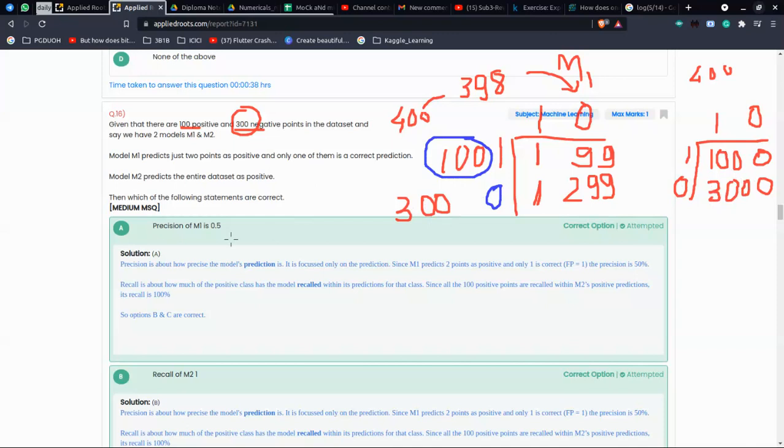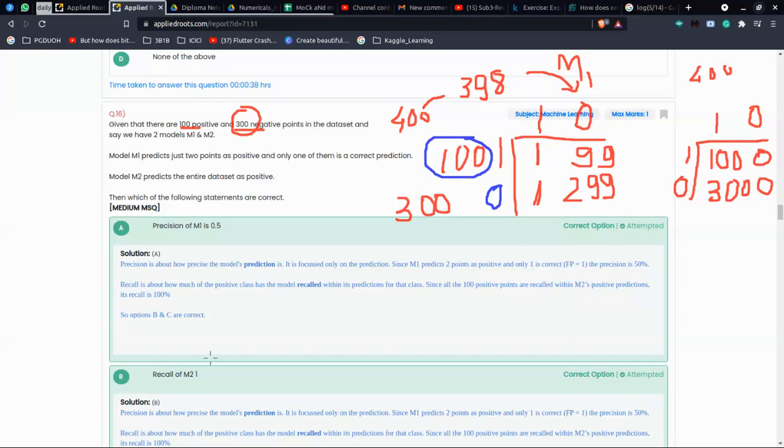Now we can answer any question. Precision of M1 is 0.5. So what is the precision? It is saying 2 are positive, and out of those only one is correct. Precision is nothing but asking the model how precise you are. If it is saying two are cancerous, but just one is the correct one, then it is 1 divided by 2, which is 0.5. So A is correct. Recall of M2 is 1. So what is recall?